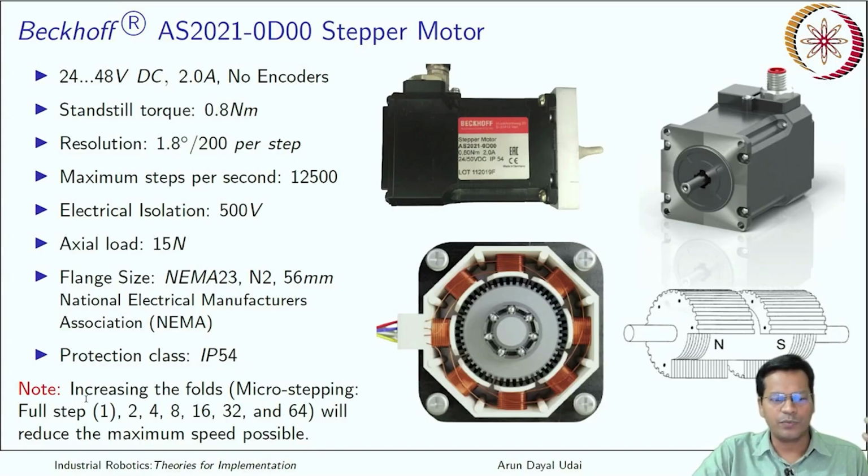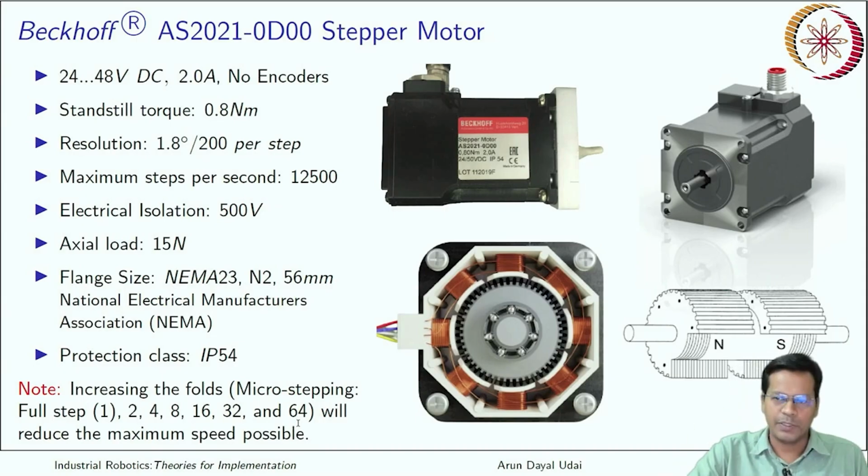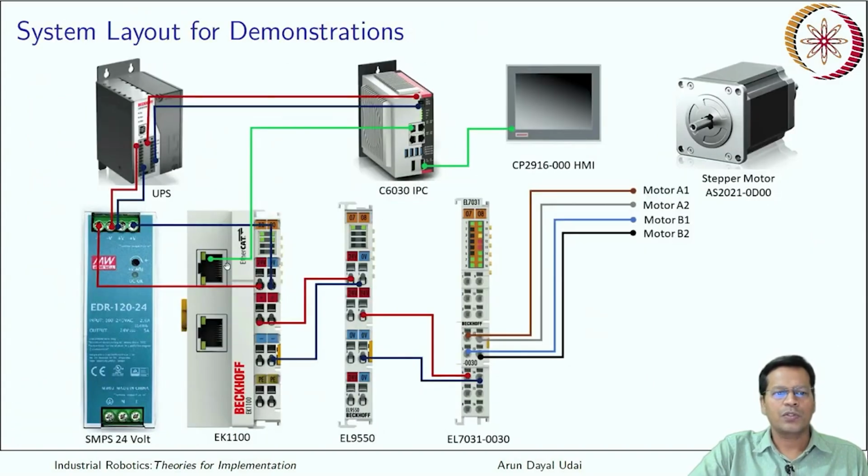So increasing the microstep setting will ultimately reduce the maximum speed possible. You see, the bigger the steps, the higher the speed. That is quite obvious, so that works with this also. So this is the circuitry which is there. I have rigged it up, and it is very similar to the way we rigged up the DC motor.